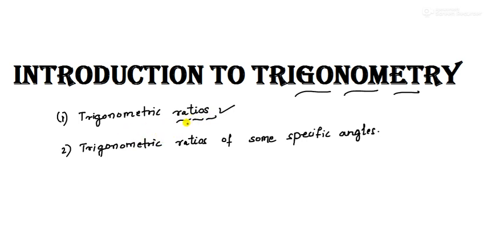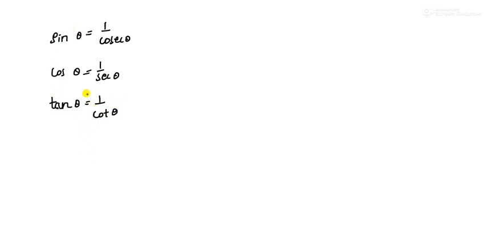So which are the trigonometric ratios? We all know that they are sine theta, cos theta, then tan theta, and its reciprocal is cosec theta, then sec theta and cot theta. These are the six trigonometric ratios, and theta is an angle. For trigonometry we always consider a right triangle.